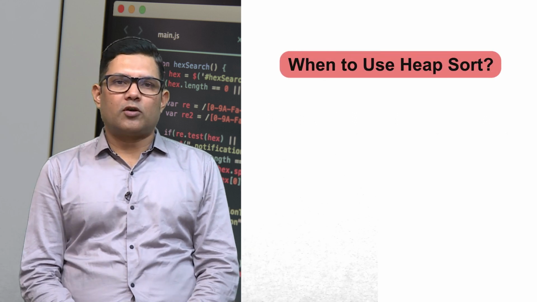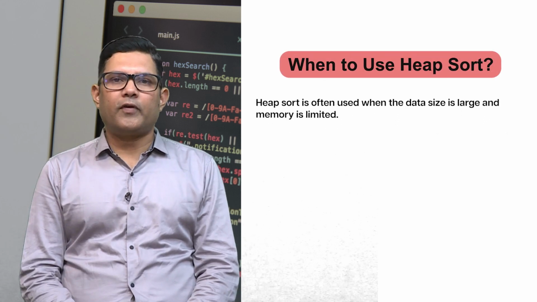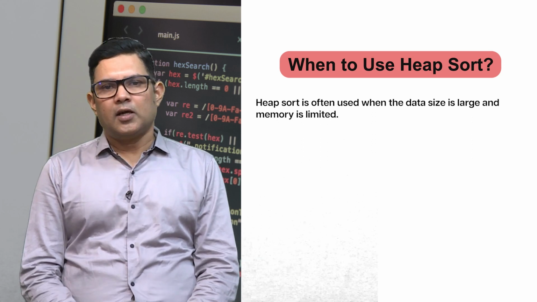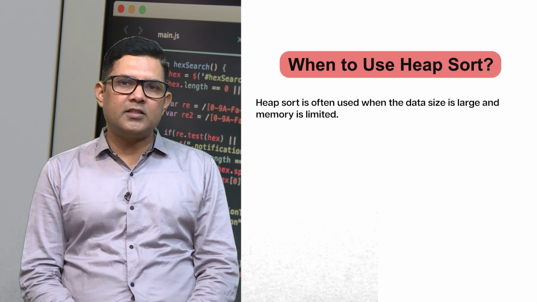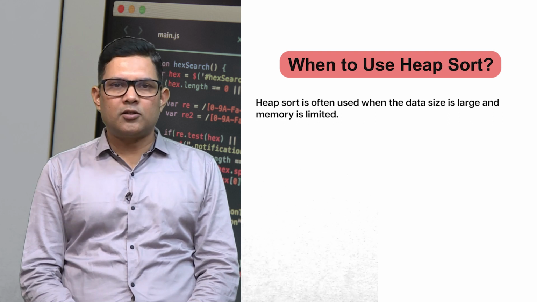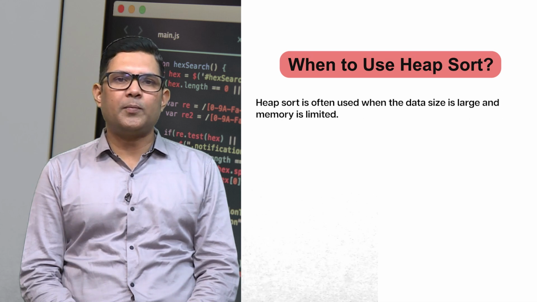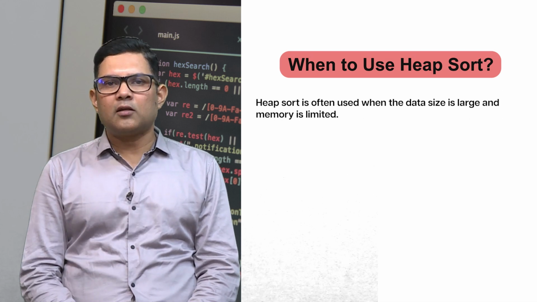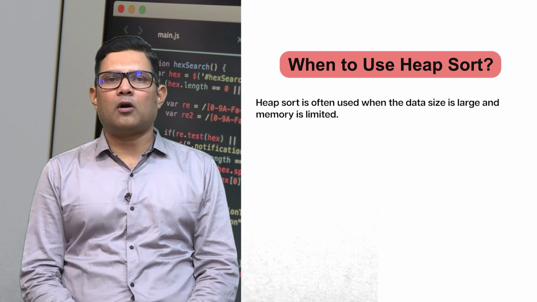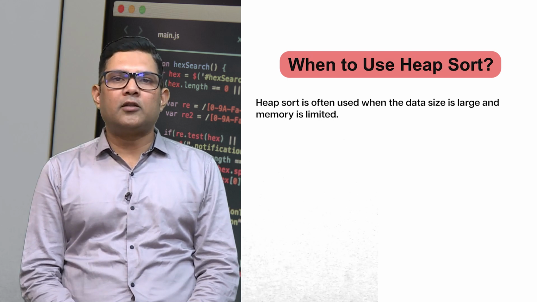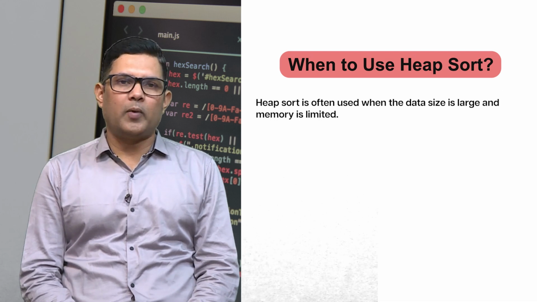When to use heap sort? Heap sort is often used when the data size is large and memory is limited. In algorithms, different situations arise whenever we have to analyze the proper sorting algorithm so that we can apply it to the specific problem. So we have to focus on that: whenever a very large amount of data is given and the memory is limited, we have to apply heap sort to solve that type of problem.